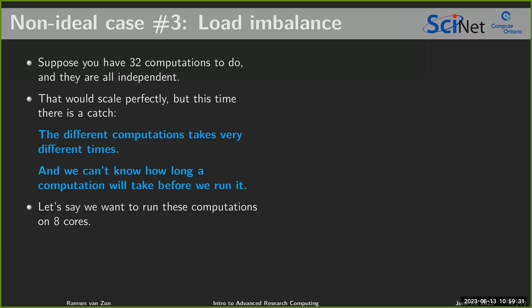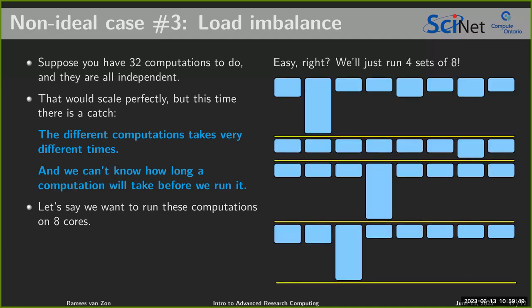Now, suppose we want to speed this up anyway, and we have 8 cores. One thing we could try to do to run it in parallel is say, well, we'll just take 8 cases and run them. And then when they're done, we'll take the next 8 cases and run them, and then the next 8 cases. So in this case, 4 sets of 8. If you visualize that as time running downwards and the cores running from left to right, this is what's happening.